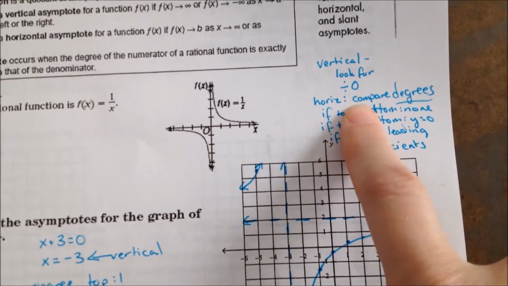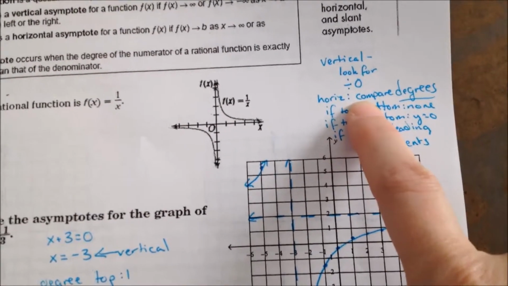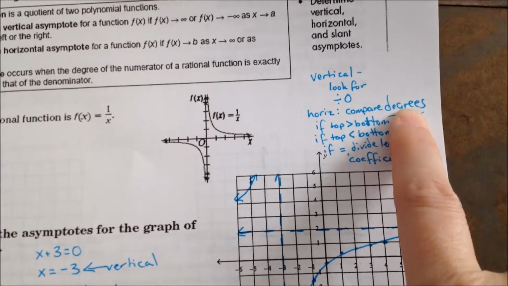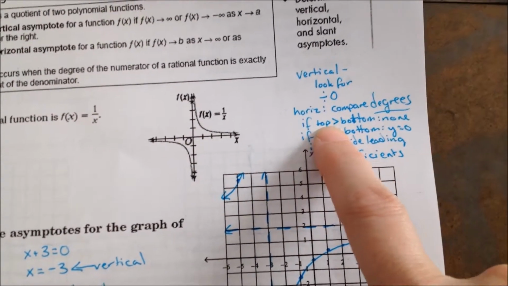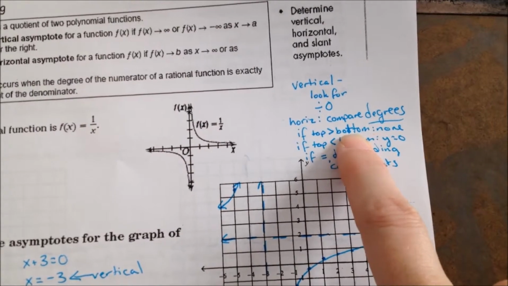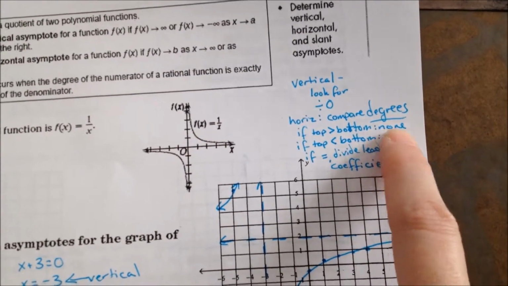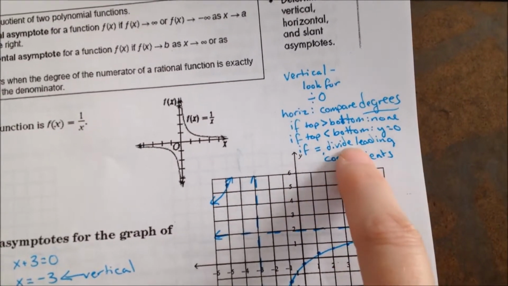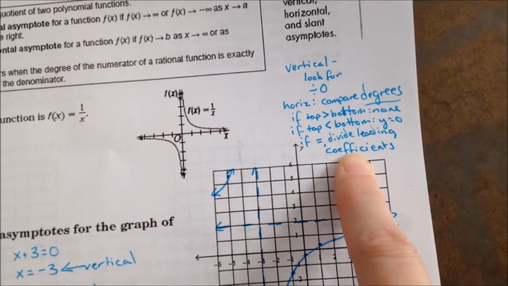To find horizontal asymptotes, there's several different methods. The one I find easiest is to compare the degrees of the top and the bottom. So if the degree of the numerator is larger than the degree of the denominator, there is no horizontal asymptote. If it's less, the asymptote is y equals 0. If they're the same, divide the leading coefficients.